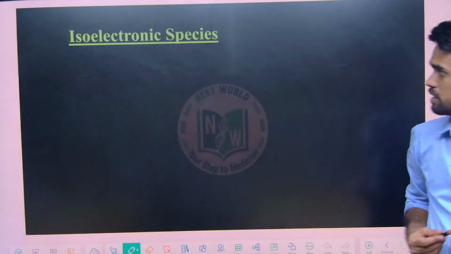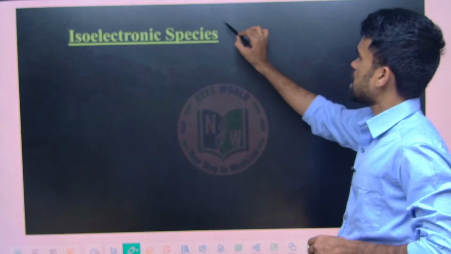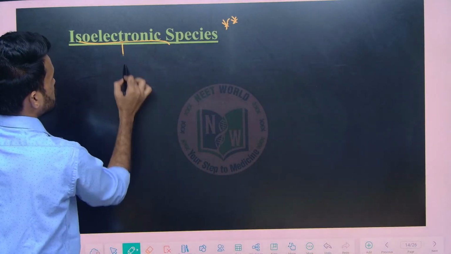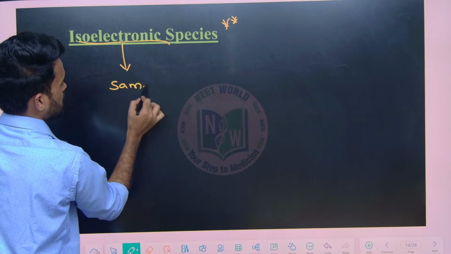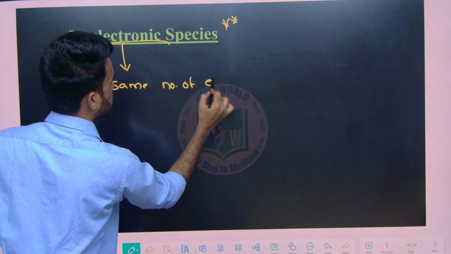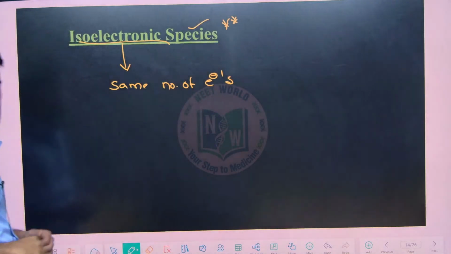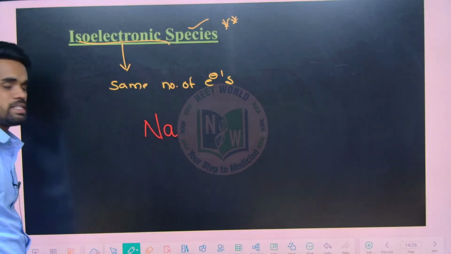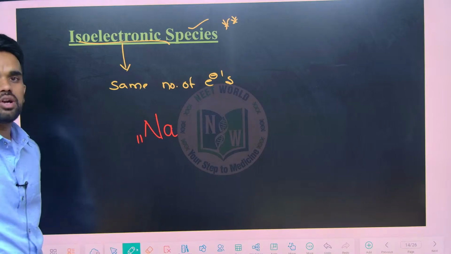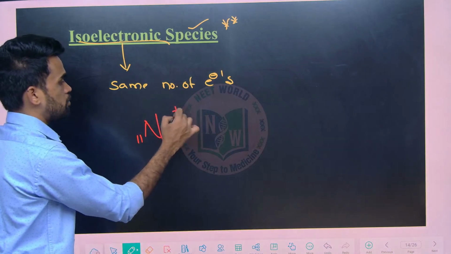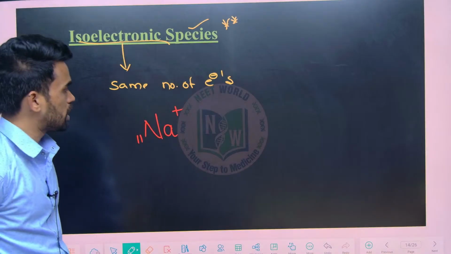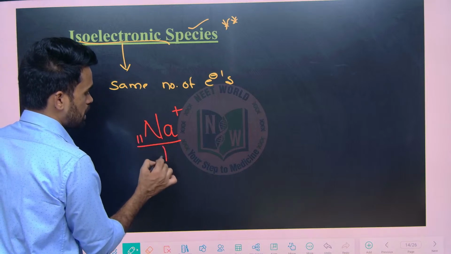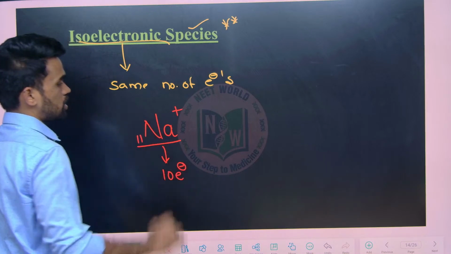Next, isoelectronic species. In the last class also we discussed. Anyways, I will explain. Isoelectronic means species with the same number of electrons. If they contain the same number of electrons, then you can say them as isoelectronic species. Examples. If I write the sodium atom, the atomic number is 11 and electrons are also 11, but I am writing it as Na+. We have removed one electron, so sodium becomes a sodium cation, having now only 10 electrons.